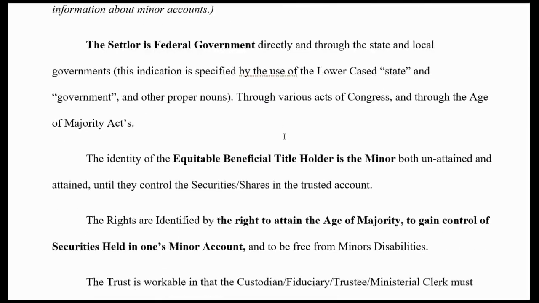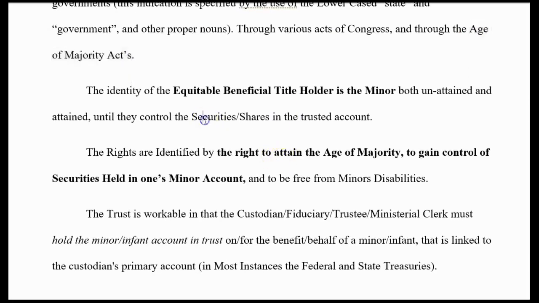The settlor is the federal government directly and through the state and local governments. They use the lowercase names and so forth. Through the various acts of Congress and through the Age of Majority Act. By the way, you didn't think the Age of Majority is a real term? Go look it up. Age of Majority Act. The identity of equitable beneficial title holder is a minor, both unattained and attained. Okay? So in other words, they want to call you a minor? Fine. You're still making your claim.